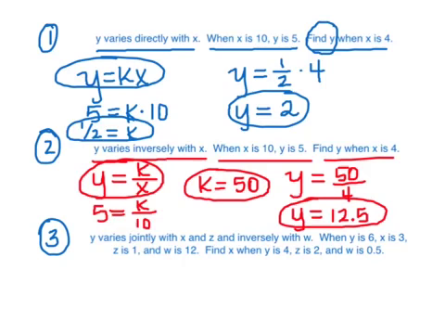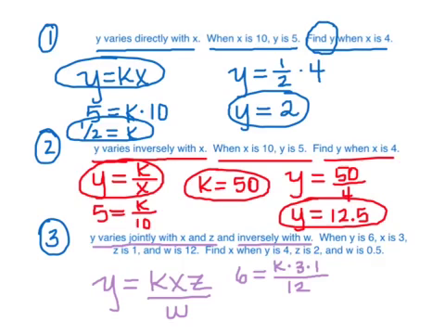Lastly, we have what we call a combined variation, because it's got direct variation and inverse variation going on in the same problem. It says y varies jointly with x and z, which just means it varies directly with two different variables, and inversely with w, so that has to go on the bottom.